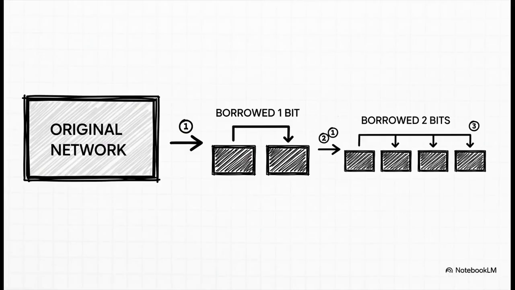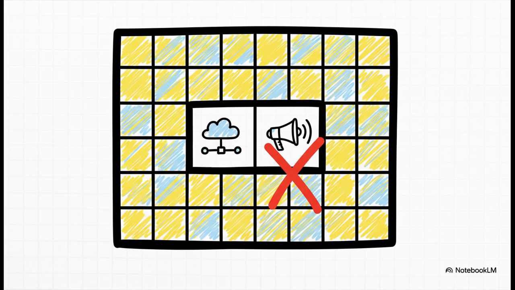And that leads to our first really simple formula. The number of new subnets you can create is just 2 to the power of n, where n is the number of bits you decided to borrow. So if you borrow 1 bit, you get 2 subnets. Borrow 2 bits, you get 4. 3 bits gets you 8, and it just keeps doubling. Pretty straightforward, right? But of course, there's a trade-off.